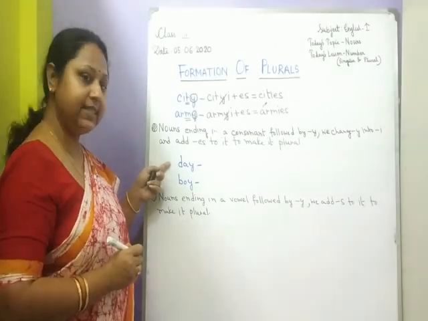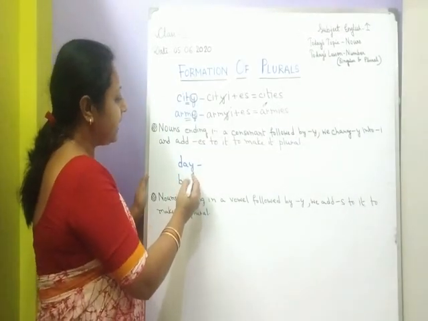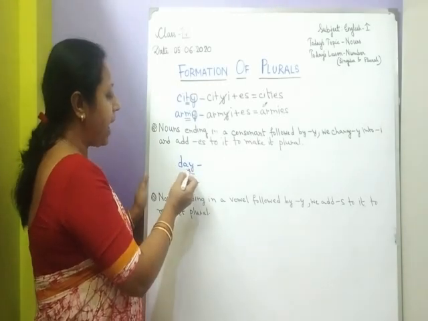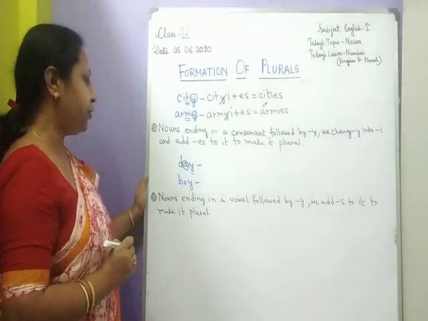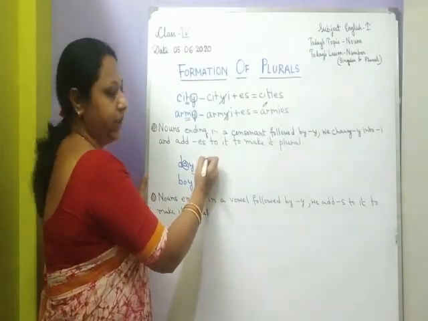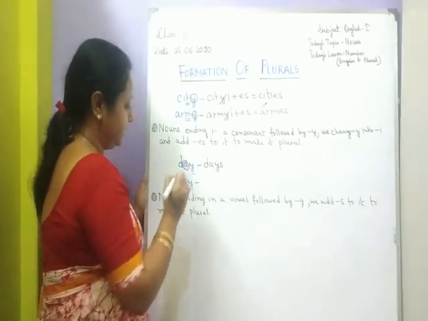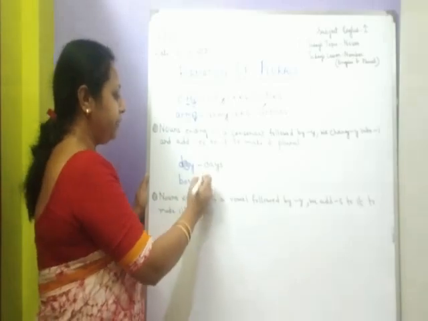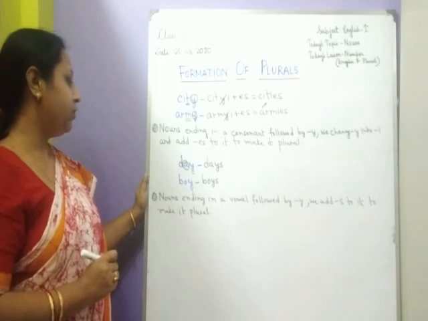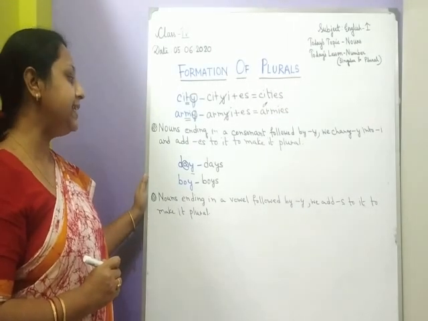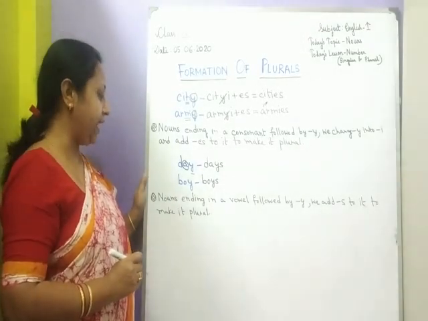Now look at these nouns. Day, D-A-Y. It is ending with the letter Y, but before Y there is a vowel, A. Here we have to add only S to it to make it plural. So day will be days. Similarly, boy will be boys. So we have to remember that nouns ending in a vowel followed by Y, we add S to it to make it plural.